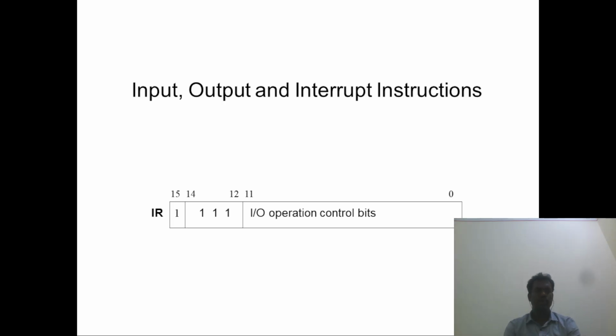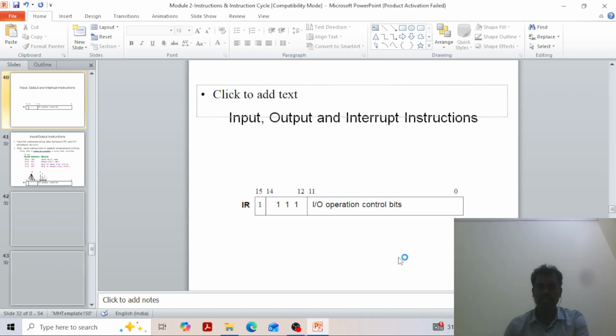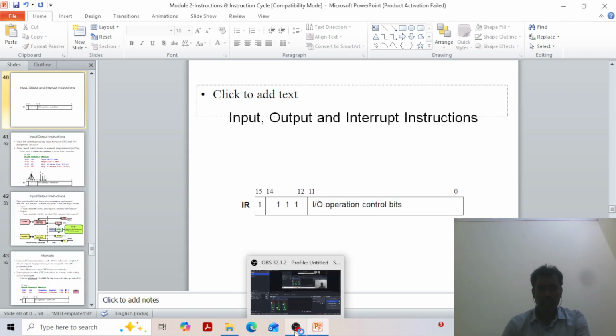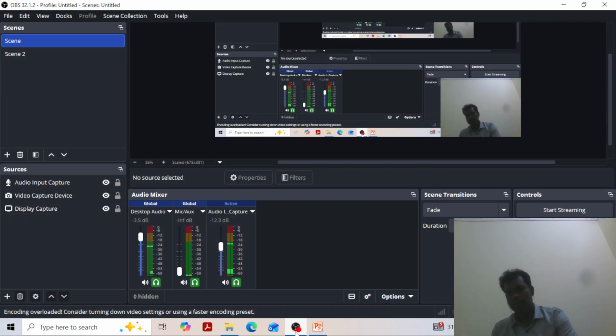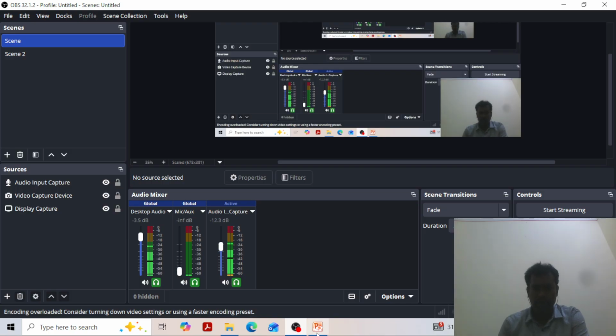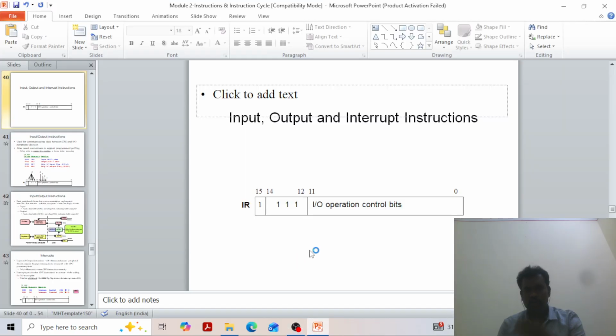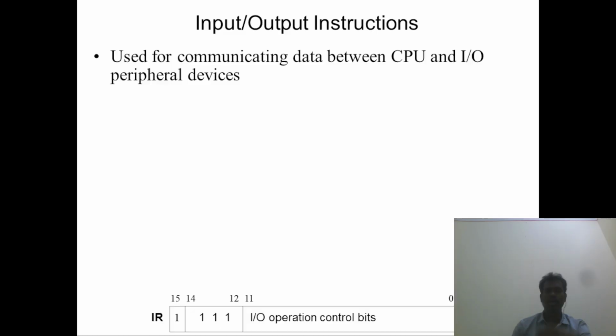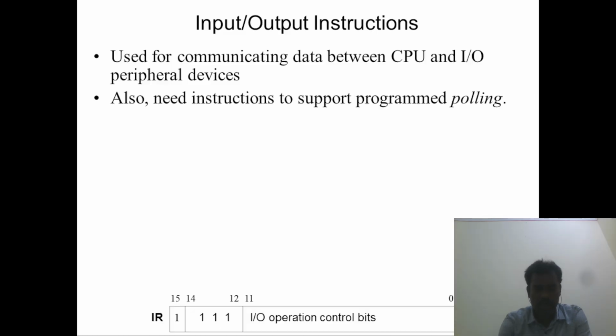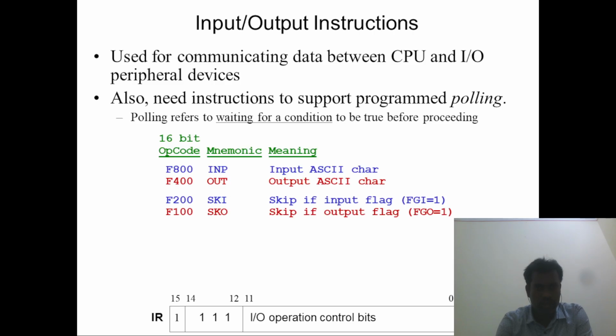The next one is input output instructions. In the input output instructions, the opcode is 1 1 1. When it is 1 1 1, it is either a register transfer or an IO transfer. We have already seen the register transfer. Now see the IO transfer. For IO transfer, the mode bit is equal to 1.